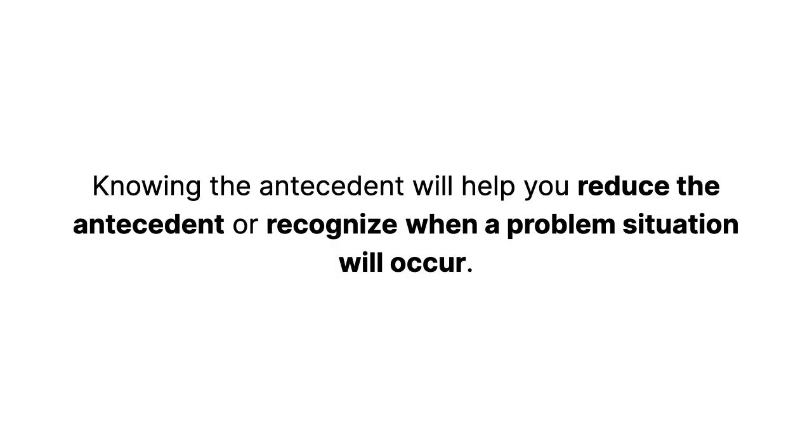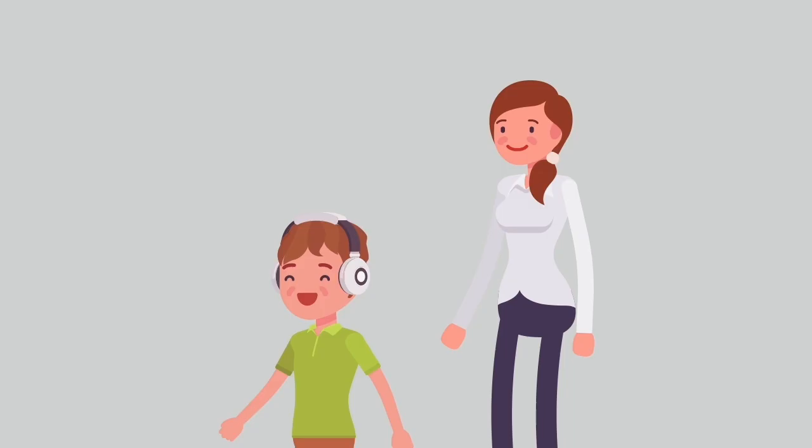Suppose the antecedent situation is not able to be removed. In that case, parents can know when the problematic situation will occur or recognize when it's happening. This allows parents to help their child deal with the situation using coping strategies. For example, if a parent knows that going into a loud grocery store is an antecedent for the child to scream or run away, the parent can put noise-canceling headphones on the child before entering the store. This may help the child to feel calm and reduce screaming or running away.